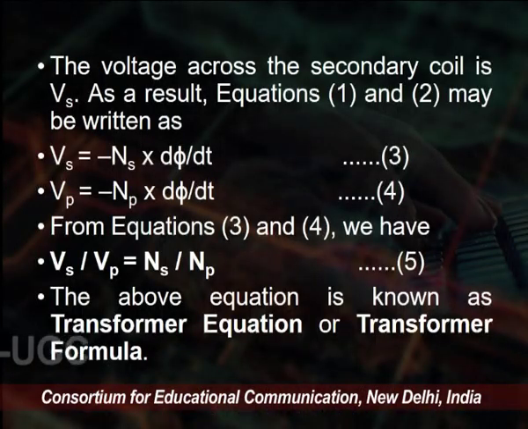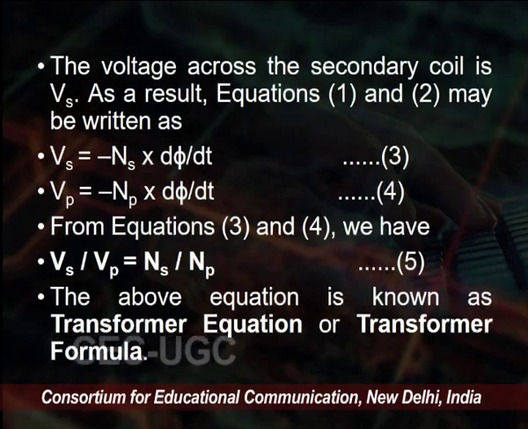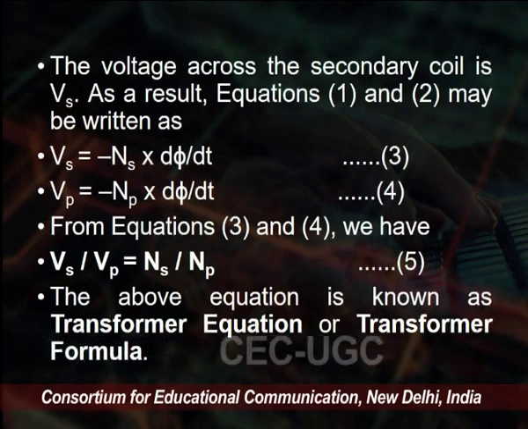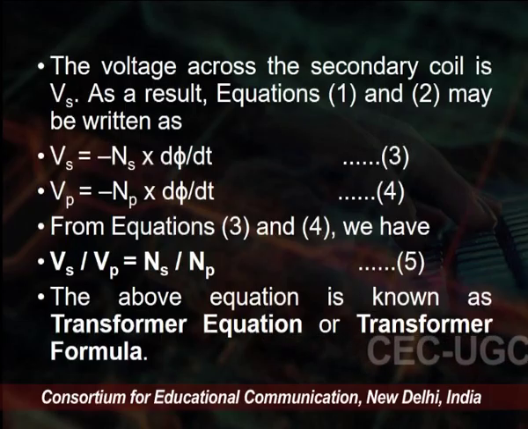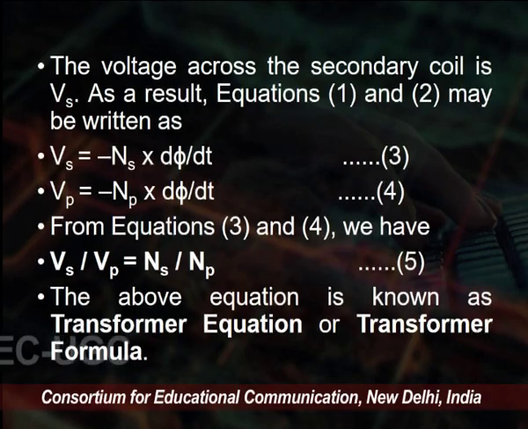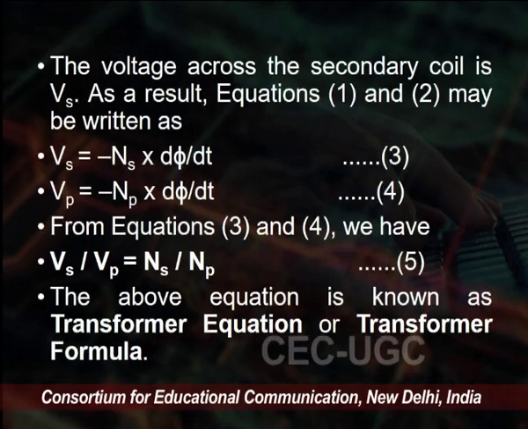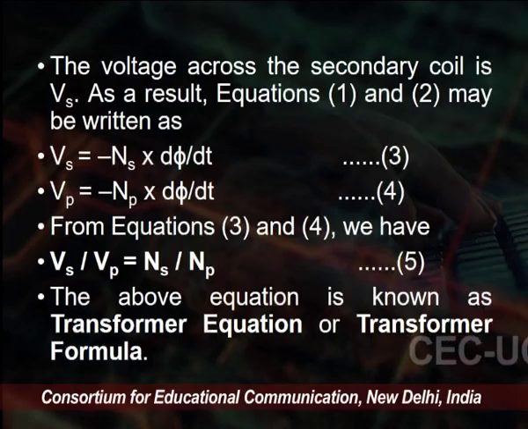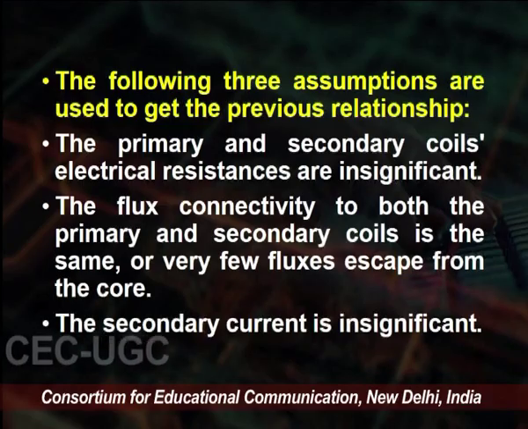Now, the voltage across the secondary coil is Vs. As a result, equations 1 and 2 may be written as Vs is equal to minus Ns into d phi by dt, and Vp is equal to Np into d phi by dt. So, from equations 3 and 4, we have Vs by Vp is equal to Ns by Np. The above equation is known as the transformer equation or the transformer formula.